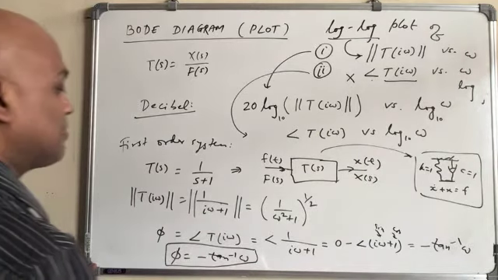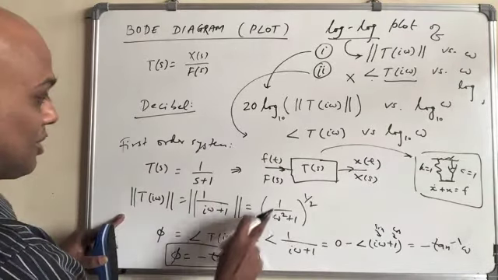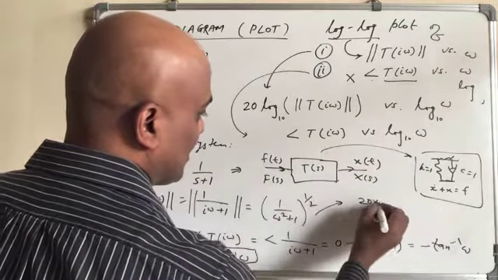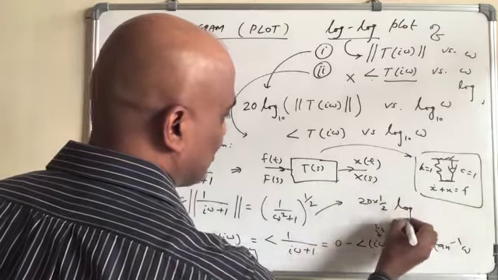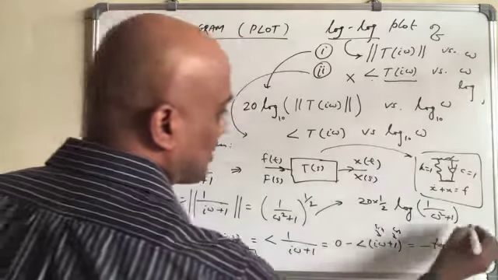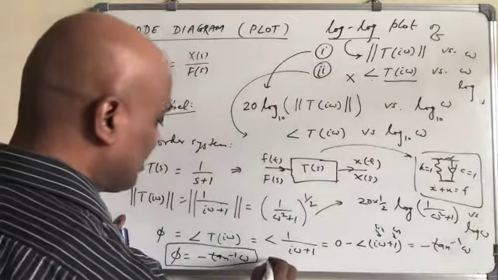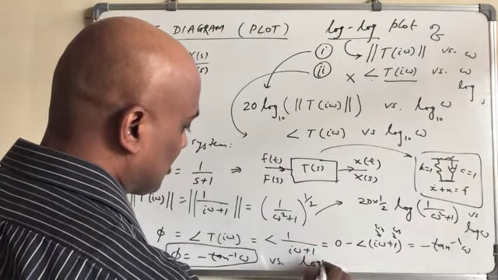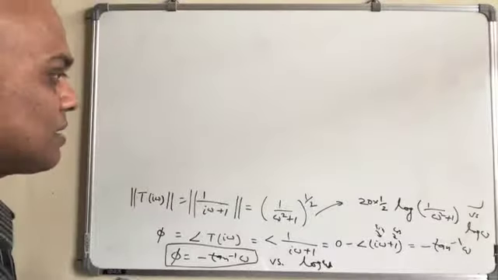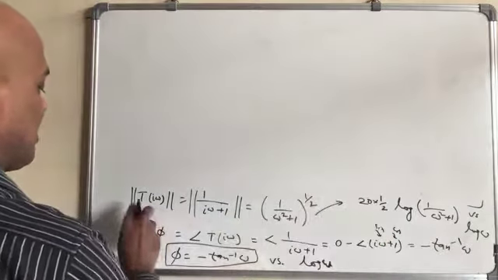Now next thing is just plot, basically. So we have to plot 20 log of this. So we have to take 20 multiplied by half log of 1 plus omega square versus log omega, and here we have this one versus log omega, right? That's what we need to plot. So let's plot this first. We have to plot the magnitude, or simply this one.